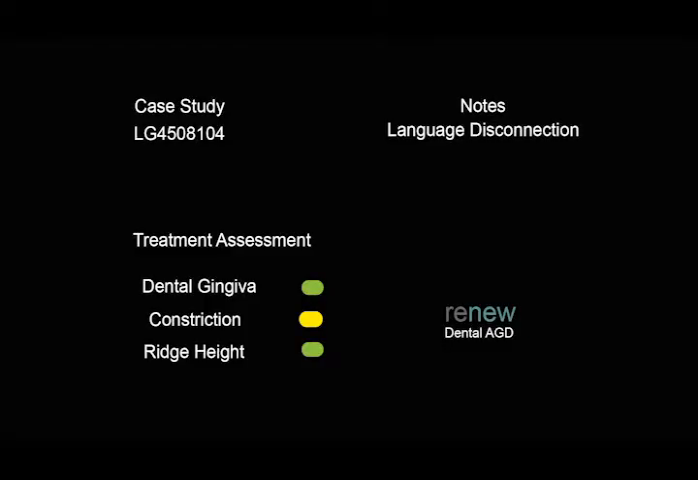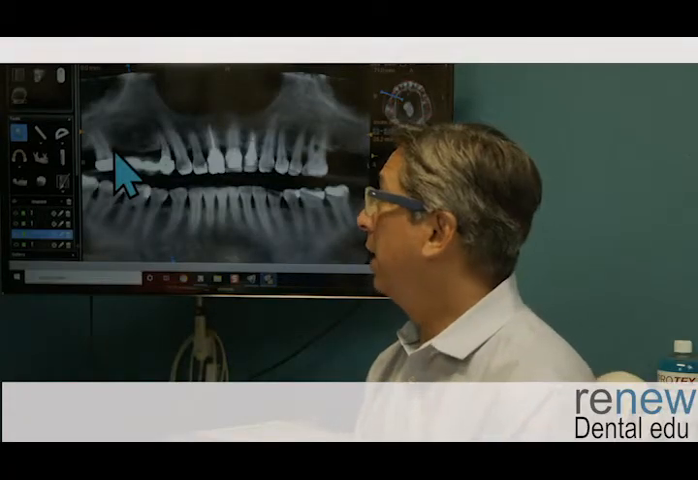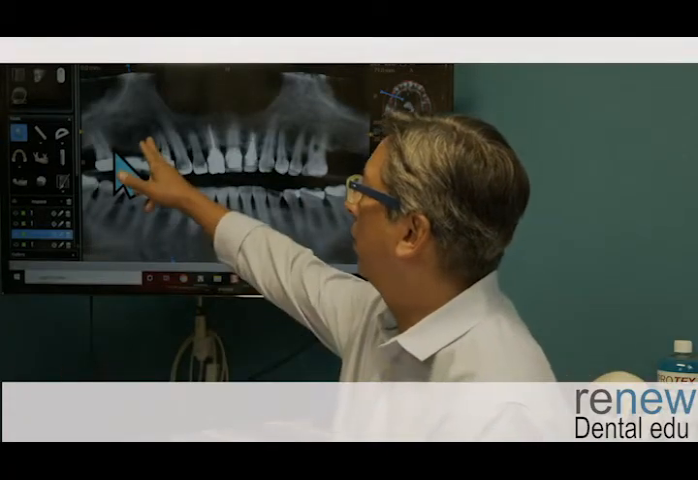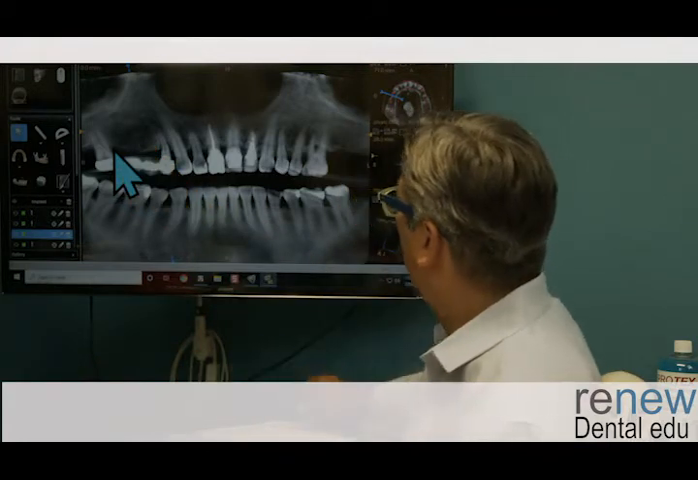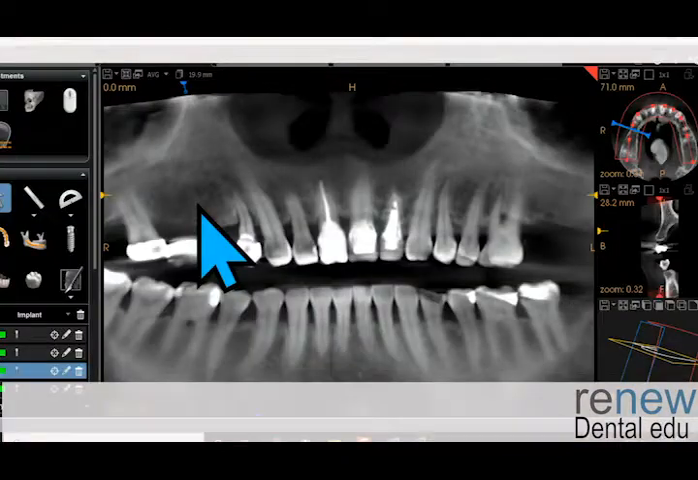This is a starter case, so let's look at the treatment assessment. That is mostly green. The bone is green. The density is green, the ridge height is green, the sinus is green, the detached gingiva is a light green, but no big deal, and the constriction is a yellow. It's only because you have a little bit of constriction showing off here. And let's look at the CT and lead in with that.